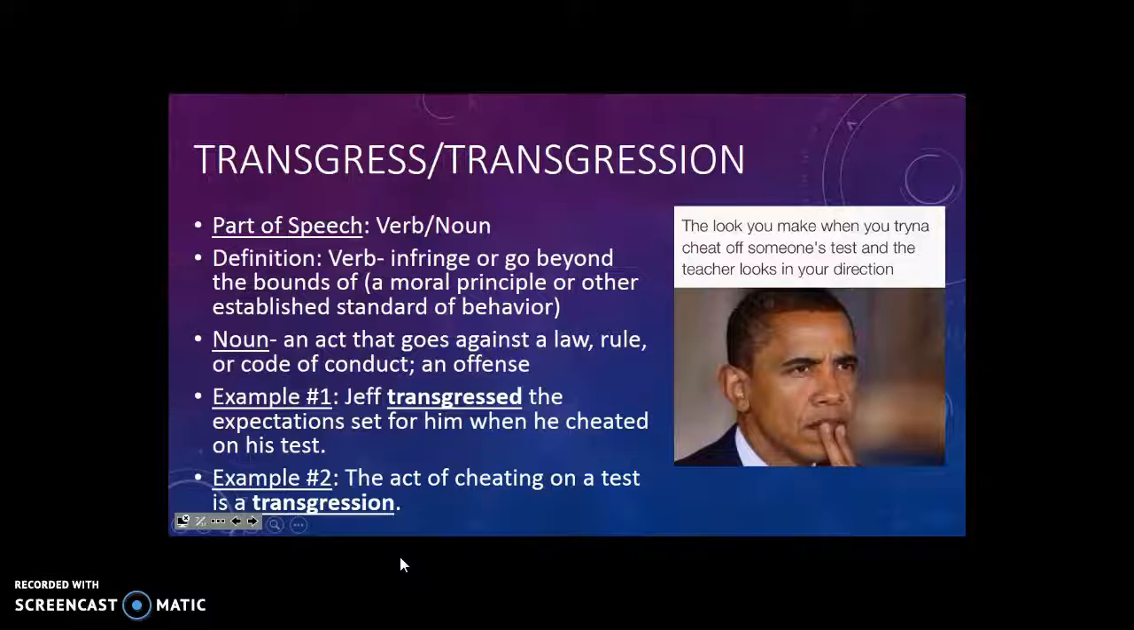an offense. So, for example, if used as a verb, Jeff transgressed the expectations set for him when he cheated on his test. So my second example is if it's used as a noun, which is the act of cheating on a test is a transgression.